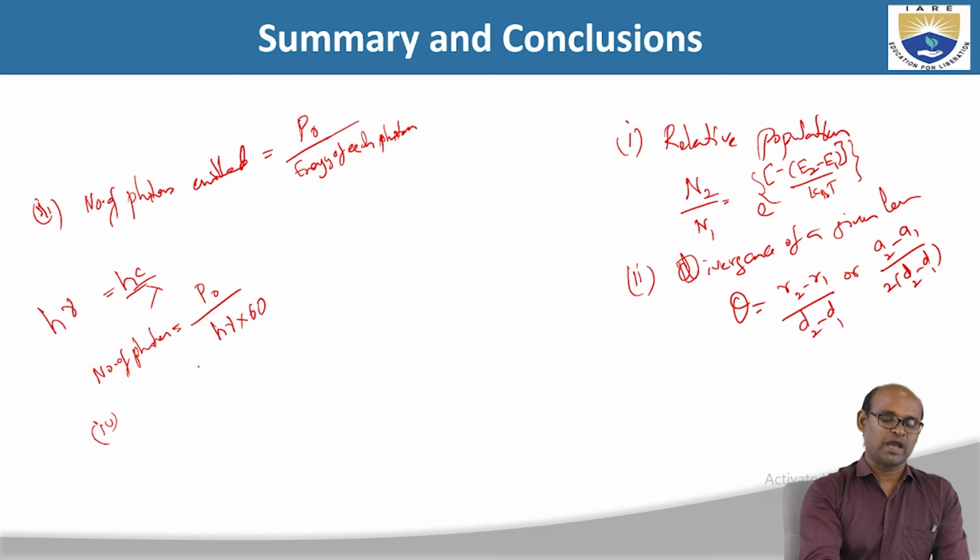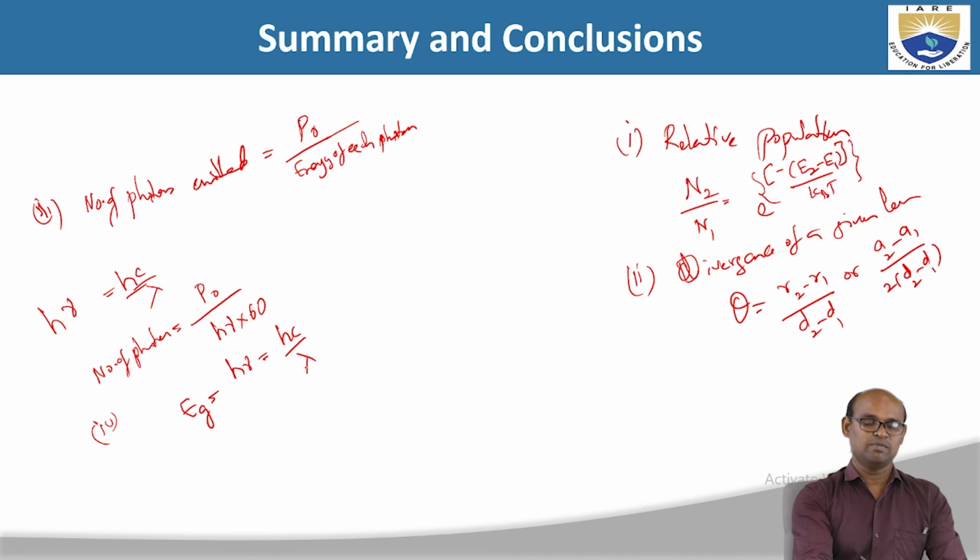The fourth one which we have calculated is the wavelength of a given laser beam. For that we used the energy gap formula. Eg is h nu, or E2 minus E1 is also h nu. You can write this as hc by lambda, because nu is frequency, which is c by lambda. Then from this equation, lambda is equal to hc by Eg.